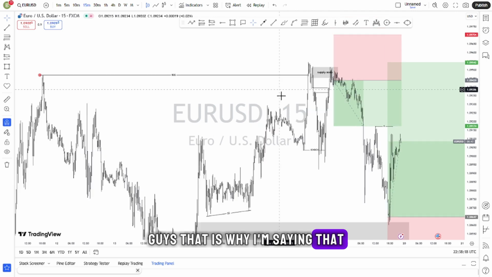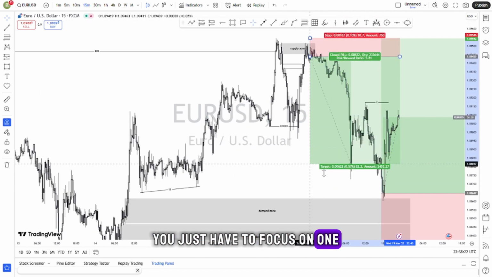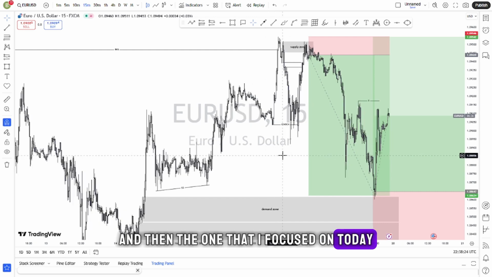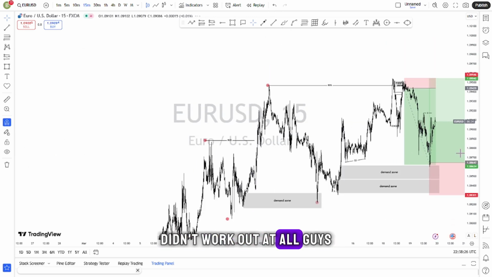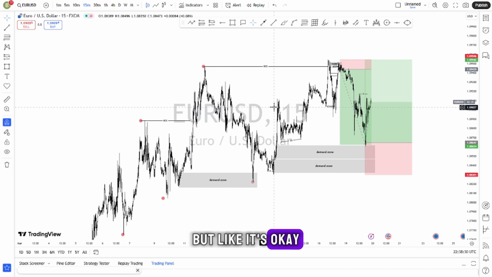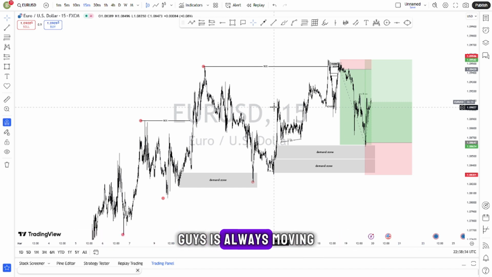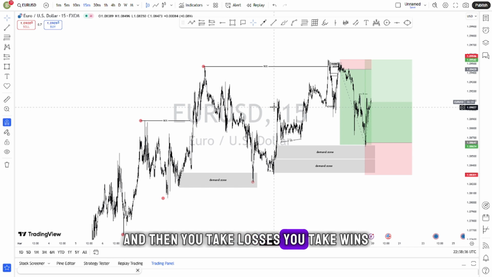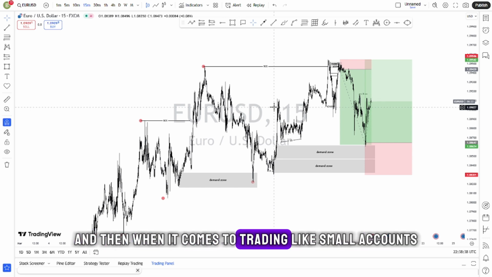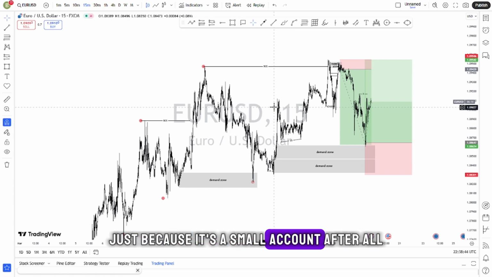That is why I'm saying that there are endless opportunities in the market. So you just have to focus on one. And then the one that I focused on today didn't work out at all, guys. It worked out after, even though it doesn't matter, but it's okay, just because you have to understand that the markets, guys, are always moving, and then you take losses, you take wins. And when it comes to trading small accounts, there is a win and there is a loss, guys, just because it's a small account after all.